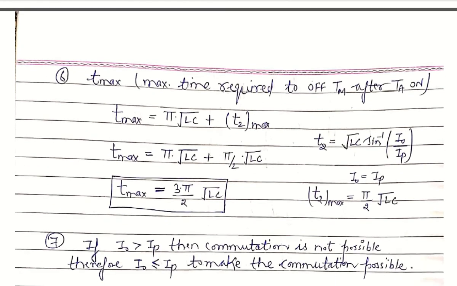And what is the maximum time? T maximum. So we will have to calculate the T2 maximum. T2 will be given by root LC sin inverse I naught divided by IP. So if I naught equals IP, that is in the second mode.